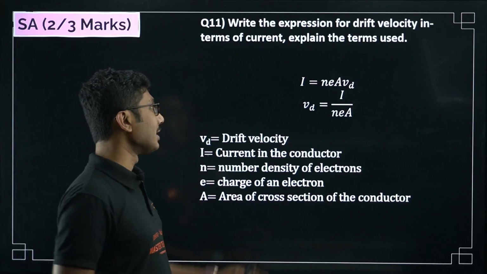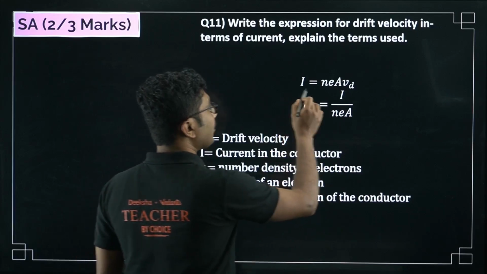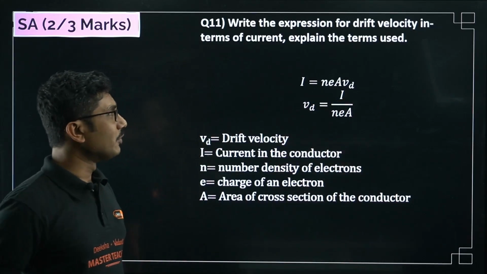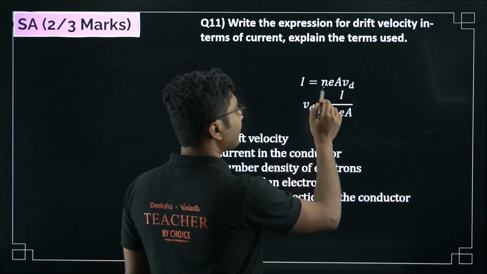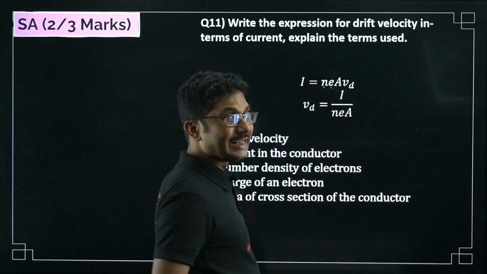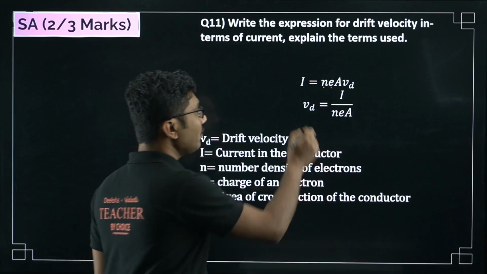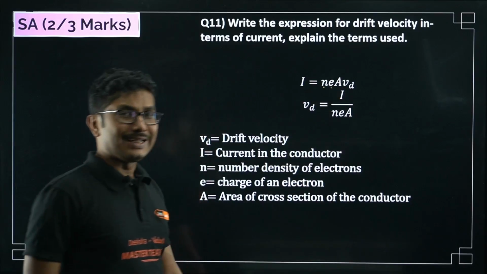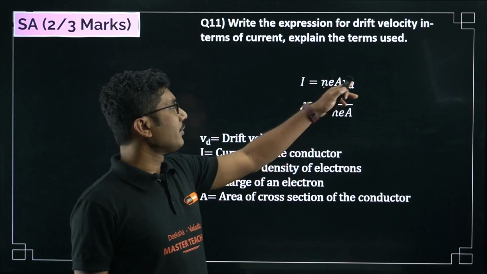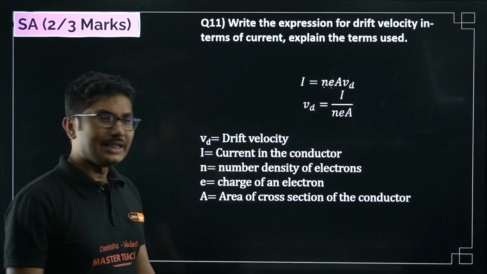That is my target. So I is equal to neA vd. This formula you have to remember, very important formula. I equals number density times charge of an electron times area, n e A, into vd. vd is the drift velocity. So I equals neA vd. From there you can calculate vd equals I divided by neA.